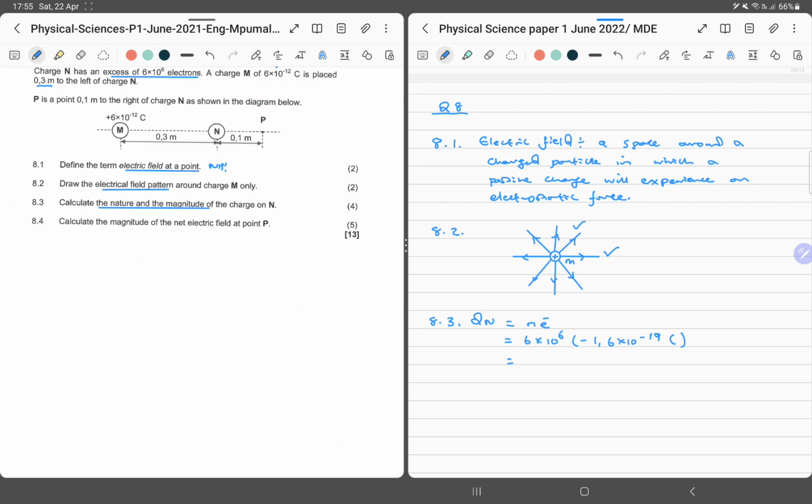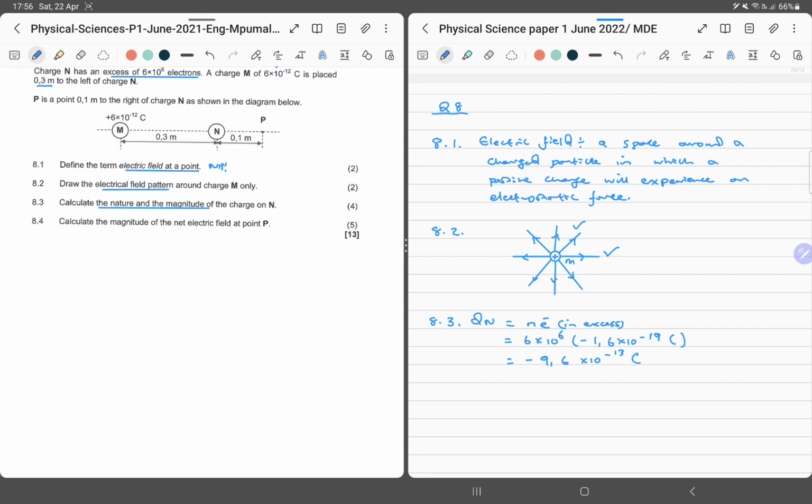Okay, let's do it. Maybe write number of electrons in excess. You can write that, it's not a big deal. So this is 6 times 10 to the 6 into minus 1,6 times 10 to the minus 19. So this gives us minus 9,6 times 10 to the minus 13 coulombs.